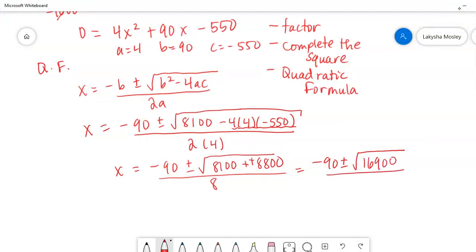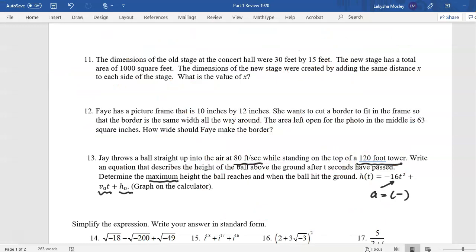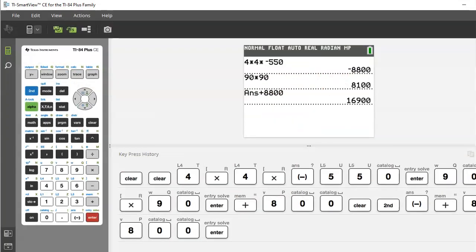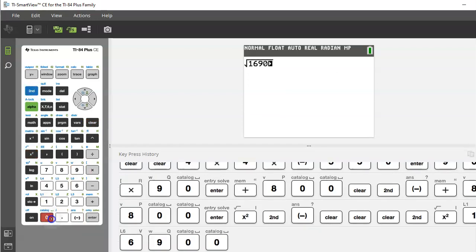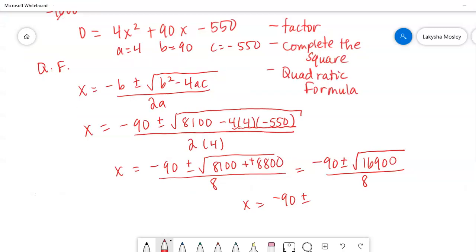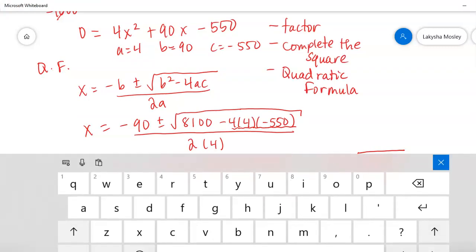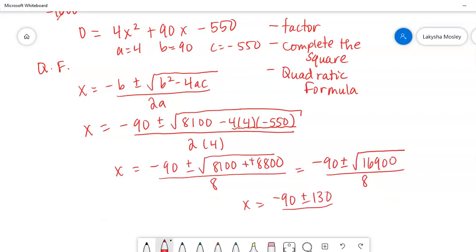16,900. Okay. So negative 90 plus minus. So let's go ahead and take the square root. Yeah, it was 130. Oh, that 1,300, really, Lakeisha. 130. So this is 130. Over 8.